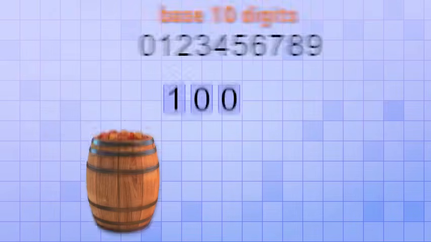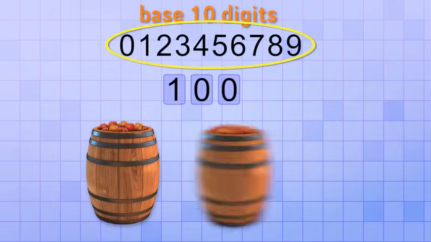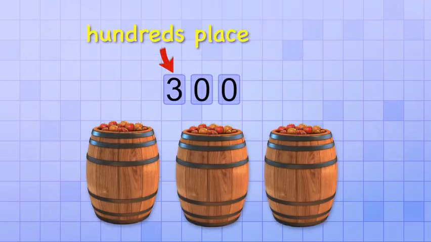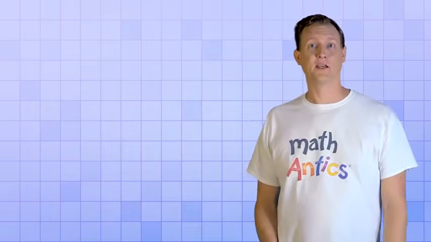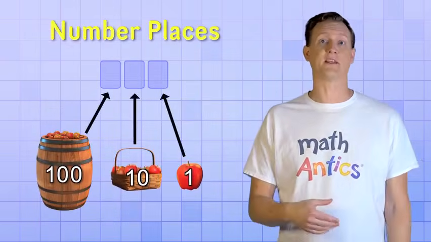That means that we can reuse the same 10 digits again in this new number place to count how many groups of 100 we have. And you guessed it, it's called the hundreds place, because we use it to count groups of 100. Are you starting to see how our base 10 number system works? It uses different number places to represent the different size groups that we use to count.